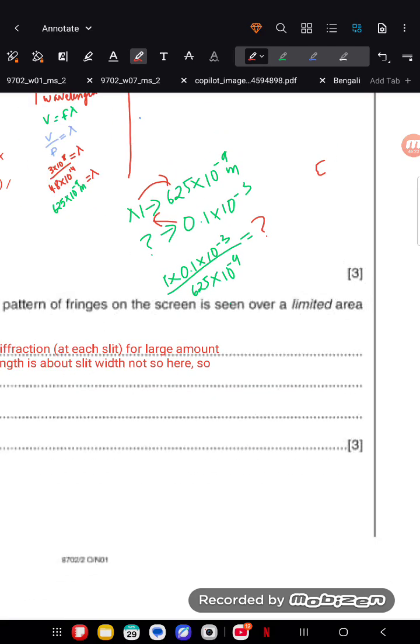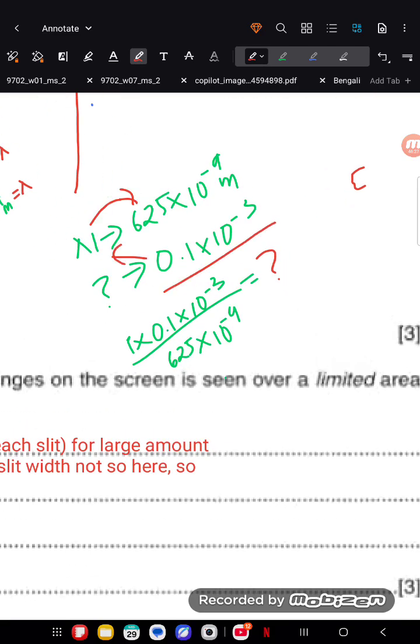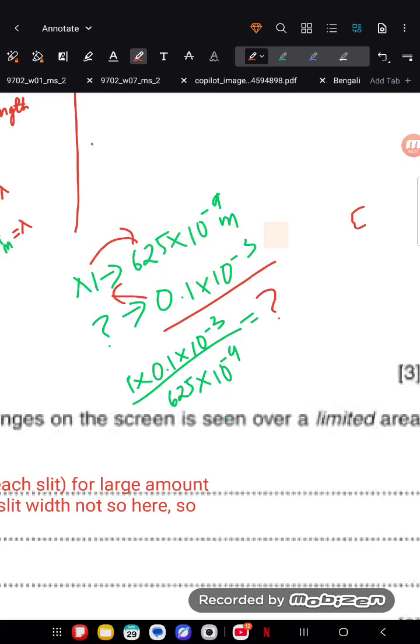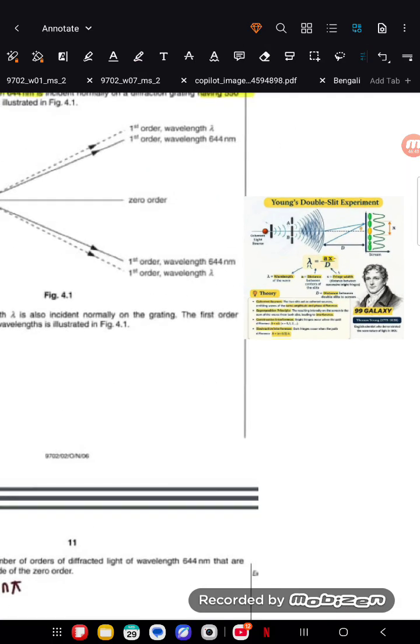You have to understand the question. This much is the distance, right? This is also a distance. In wavelength there is this much distance, so in this distance how many wavelengths will be there? This much, 160. So you will get the answer 160, right? Okay, this question also we did.